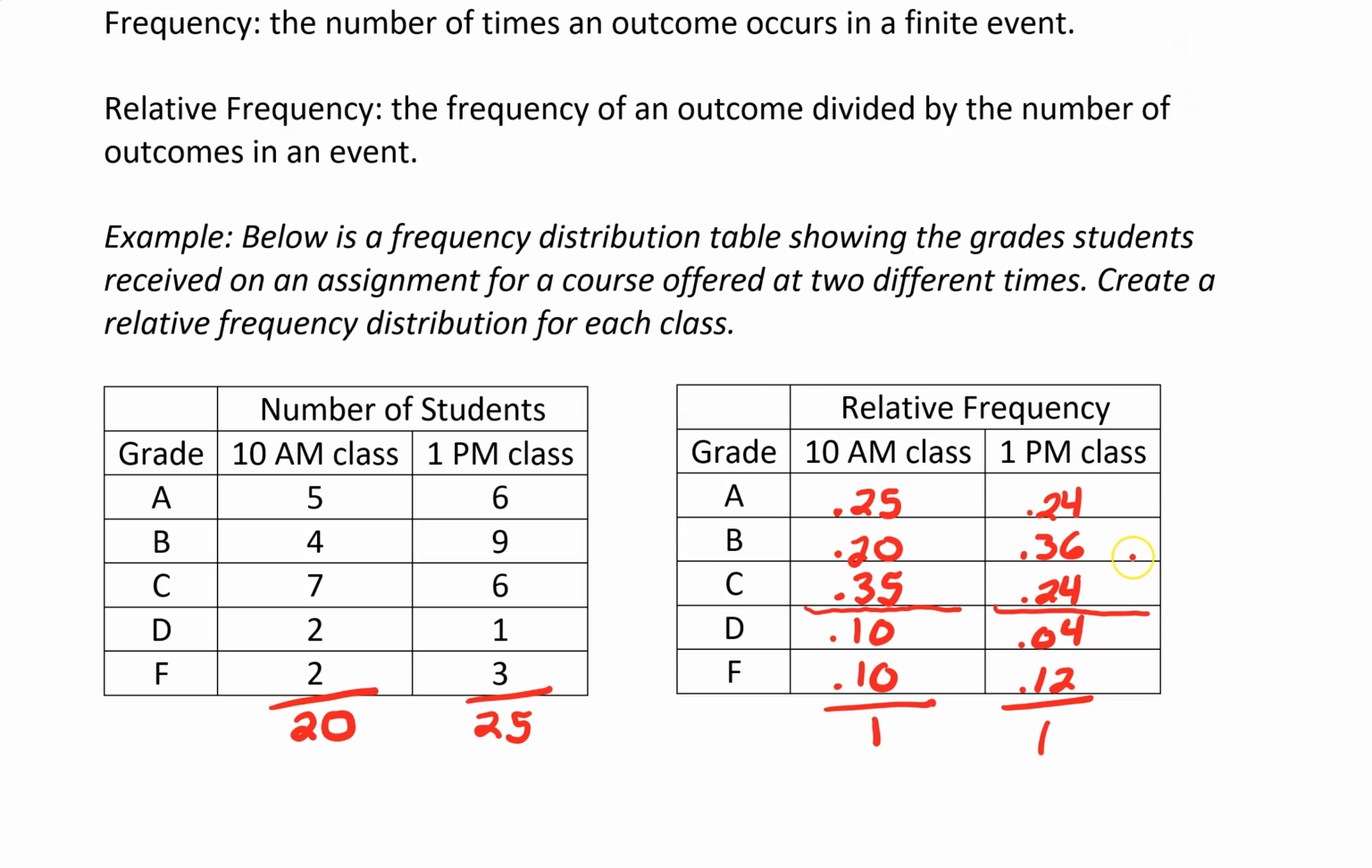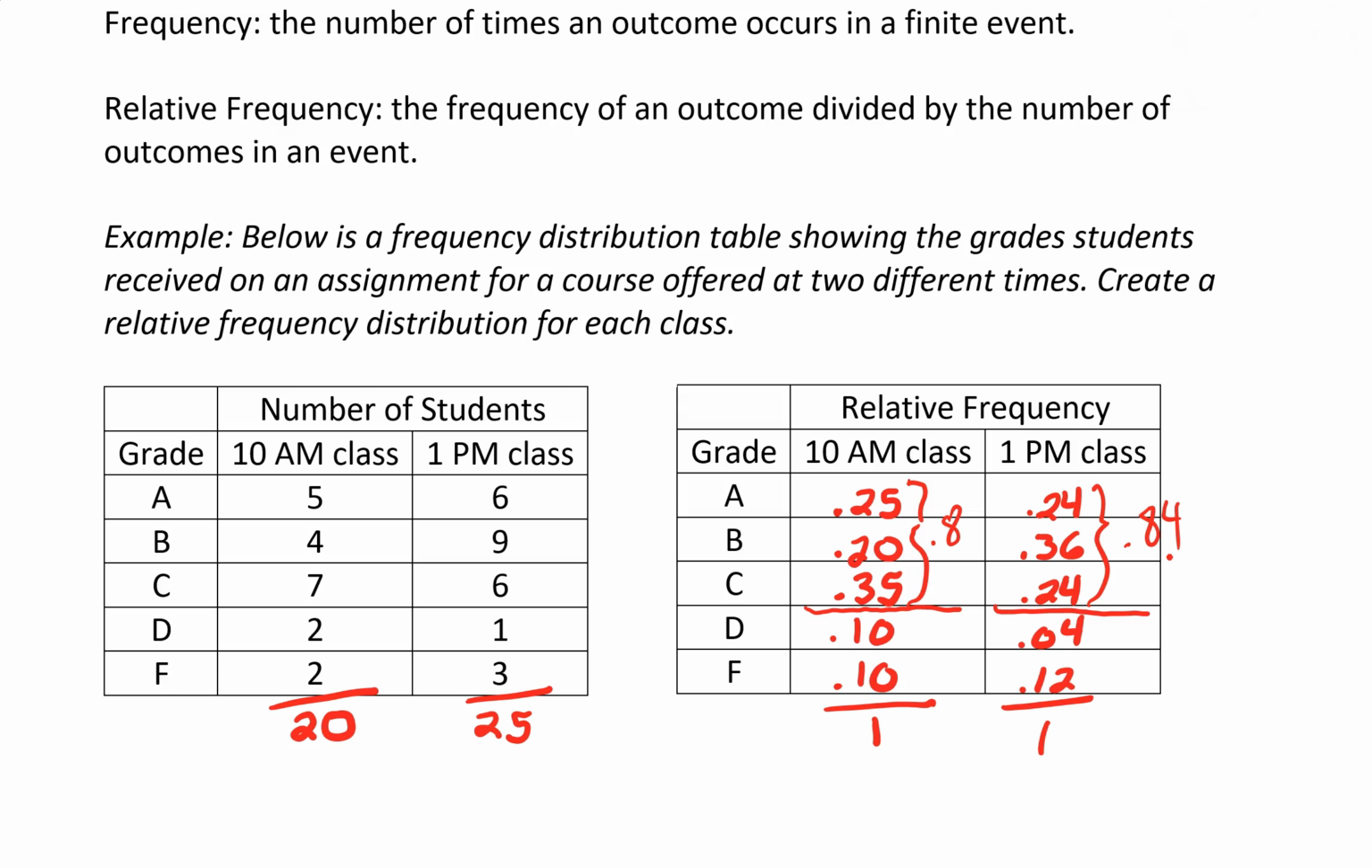relative frequencies together. The relative frequencies for students that are passing the class would be the A, B, and C. And in the 10 a.m. class, that adds to 80%. In the 1 p.m. class, that adds to 0.84. So you have an 84% chance of passing the class in the 1 p.m.